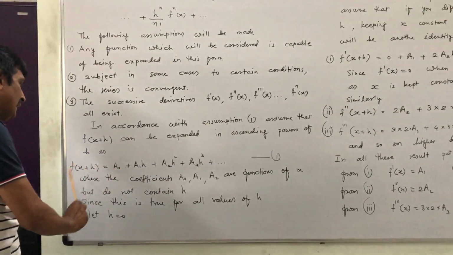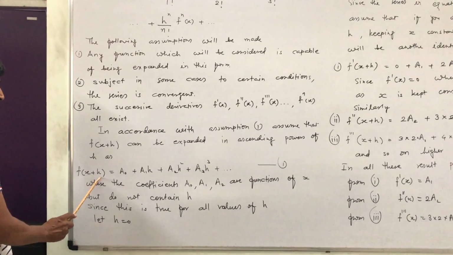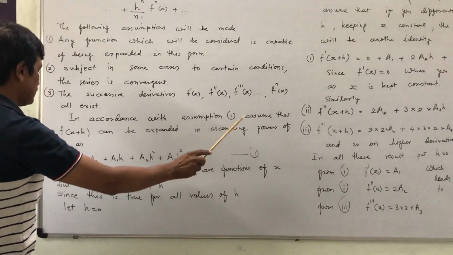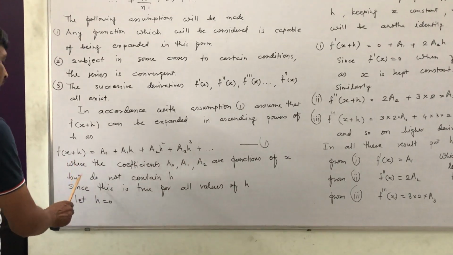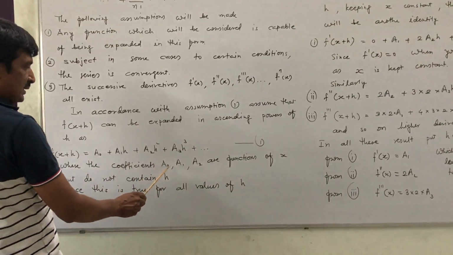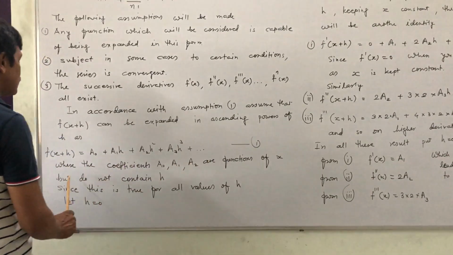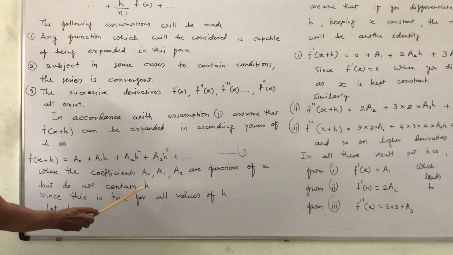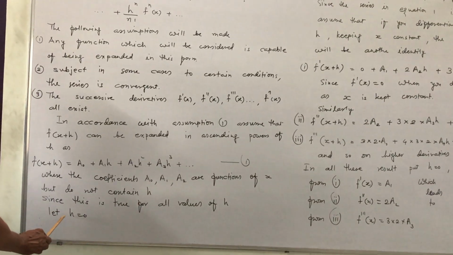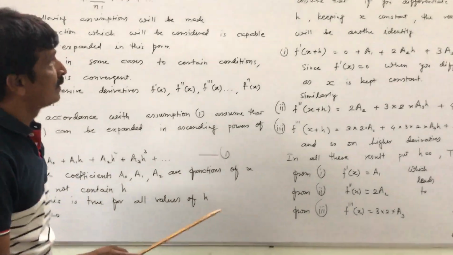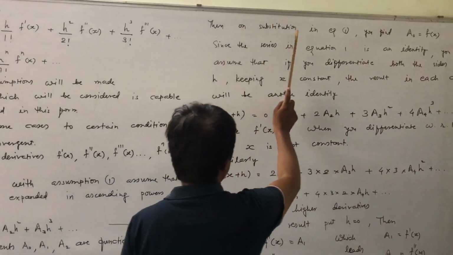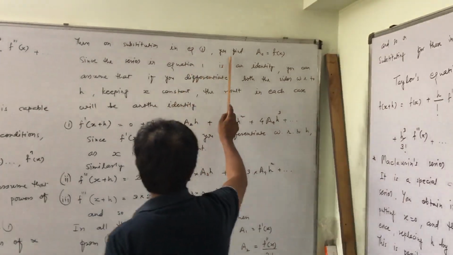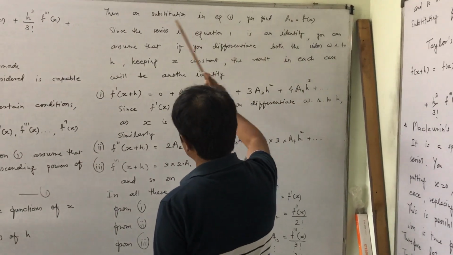In accordance with assumption 1, we assume that f(x+h) can be expanded in ascending powers of h as f(x+h) = a0 + a1h + a2h² + a3h³ + and so on, where the coefficients a0, a1, a2 are functions of x but do not contain h. Since this is true for all values of h, let h equal 0. Then on substitution in equation 1, you find a0 is f(x).